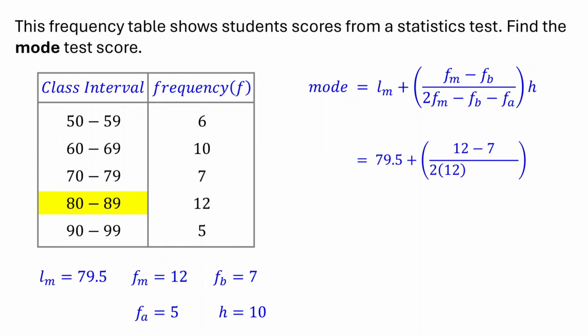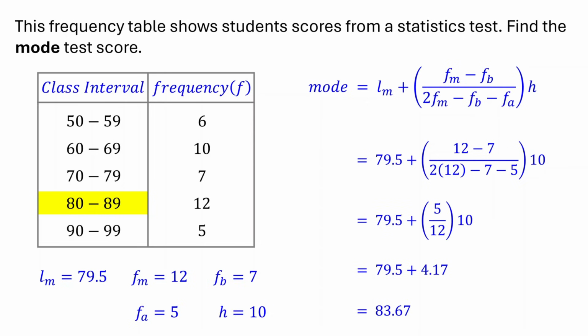Now substitute the values you obtained into the formula. Then simplify. Go ahead and use a calculator if you'd like. After simplifying, we get a mode test score of 83.67. Notice that this makes sense. It is between 80 and 89, right inside the modal class, just like we expected.